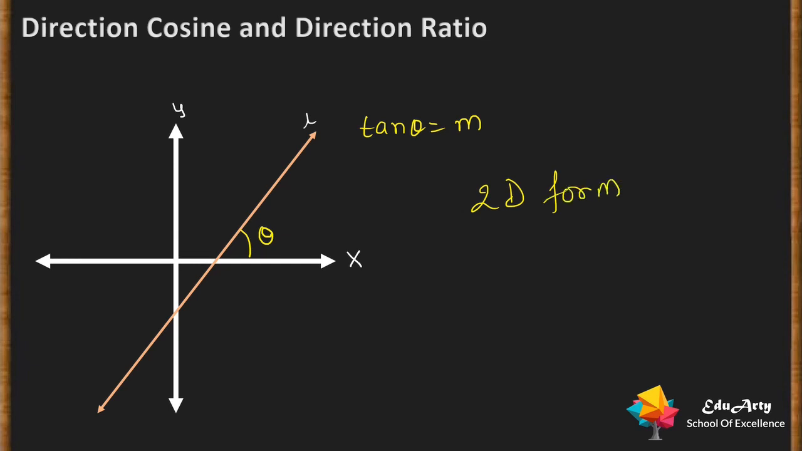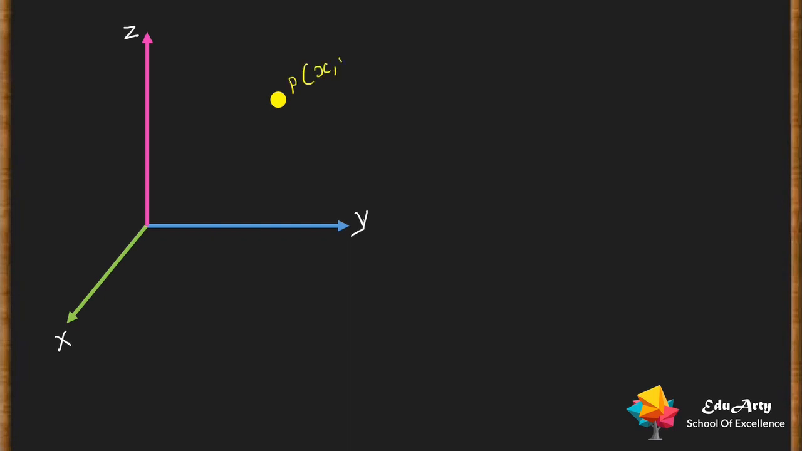But then does this happen like this in the 3D form? What happens in the 3D form? In the 3D form, this is our y-axis, this is our x-axis, and this is our z-axis. Now in the 3D form we can't just have a line. So in the 3D form we always consider one point, this is our point P, whose coordinates are x, y and z, and this is our origin 0, correct?